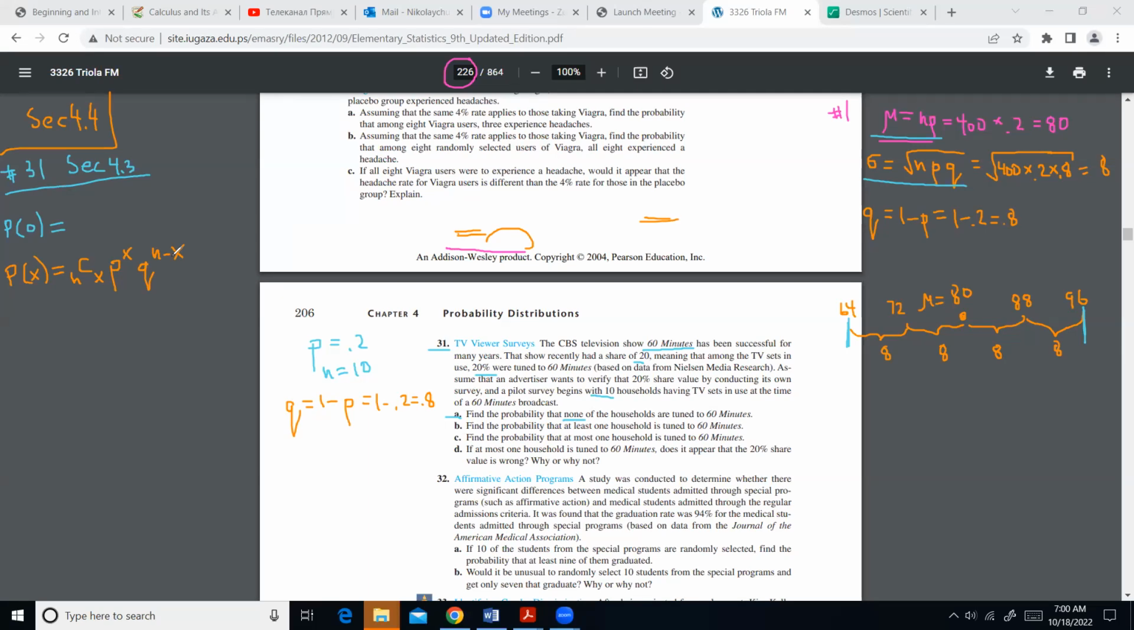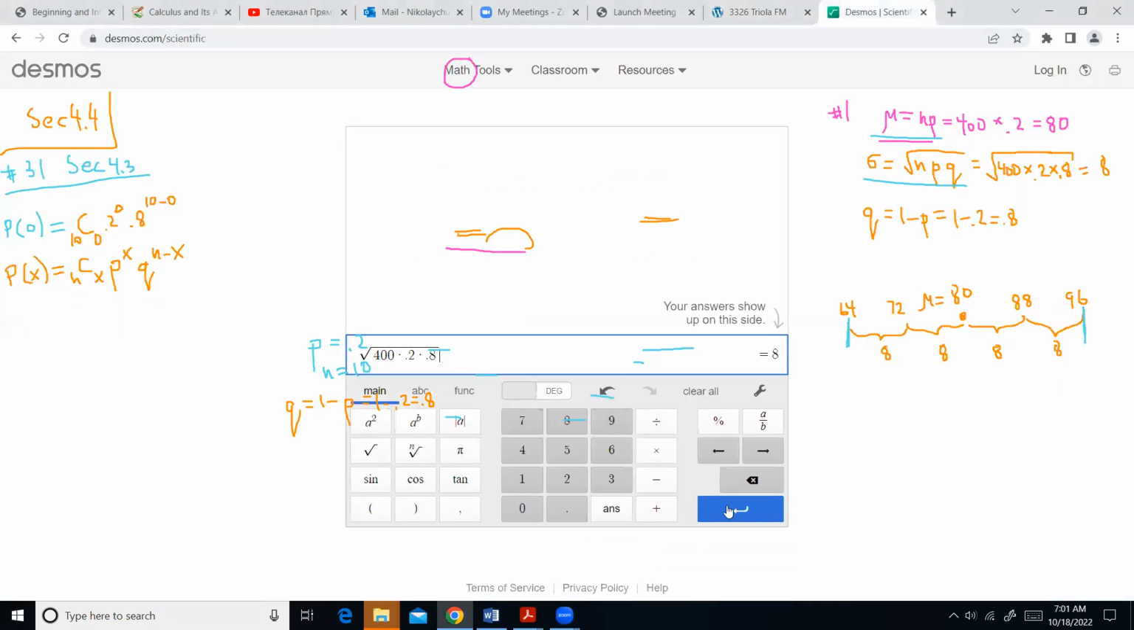So if I replace X with a 0, then we go with combinations. N is 10, select 0 successes, multiplied by P, which is 0.2 raised to the power of 0, and then multiply by Q, which is 0.8 raised to the power of 10 minus 0. Remember, we used this formula, and we are now going to see the answer. So let me put this all in the calculator.